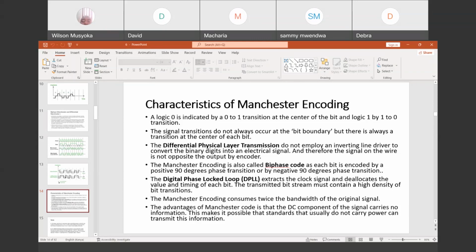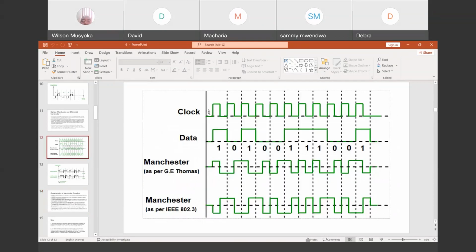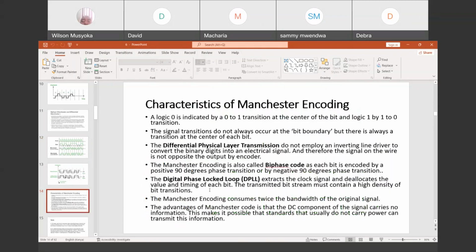In Manchester encoding, which we also call biphase, each bit is encoded by a positive 90-degree phase transition or a negative 90-degree one. That is what we have seen. And then the digital phase locked loop extracts the clock signal and recovers the value and timing of each bit, like we are showing here. This is the clock which shows how the bits are going to be transitioning, at which level, in the middle of the bit. That is what we are talking about here.